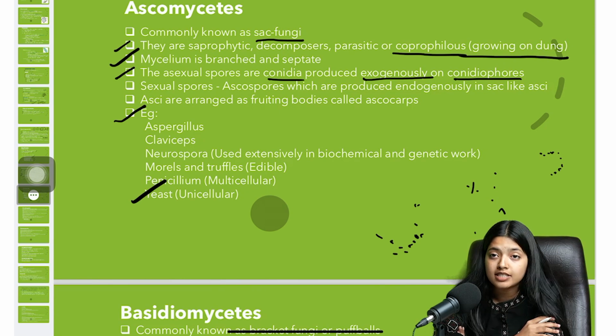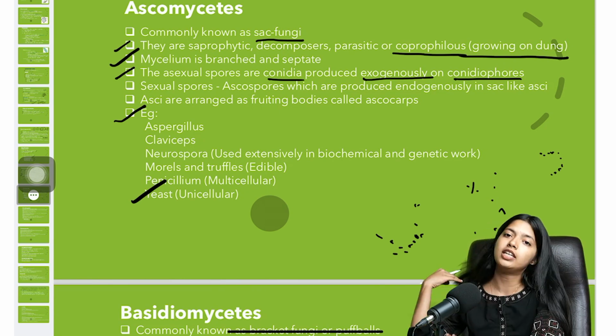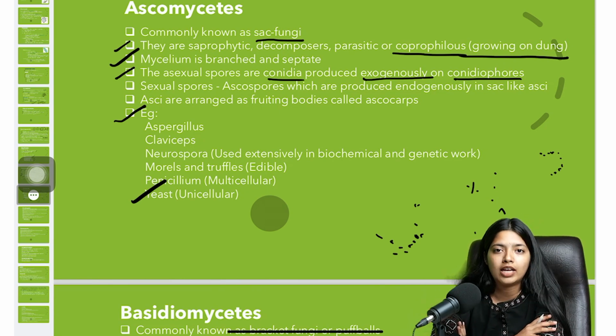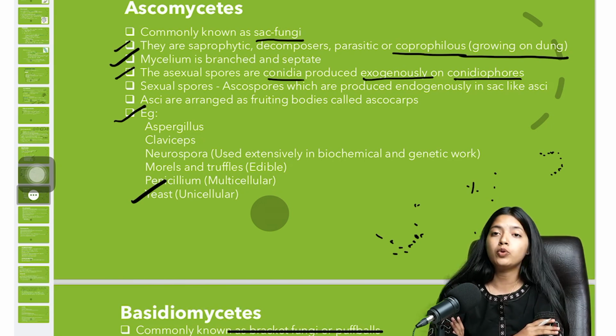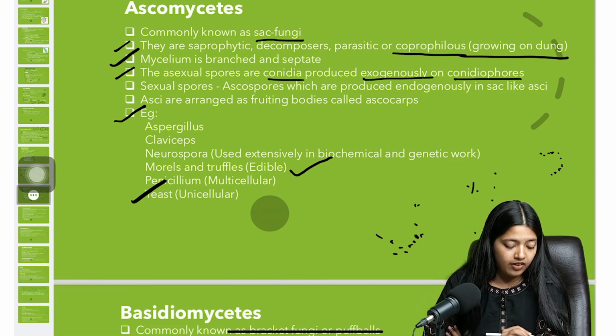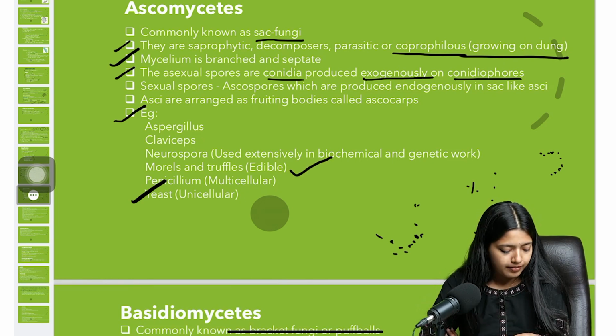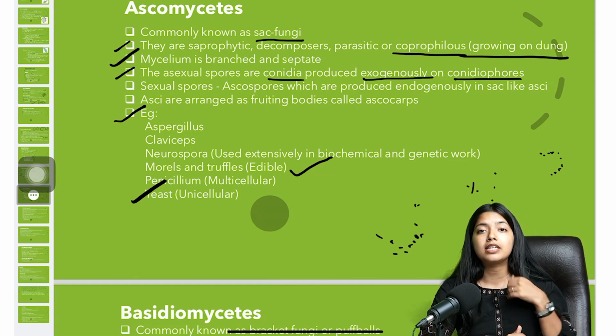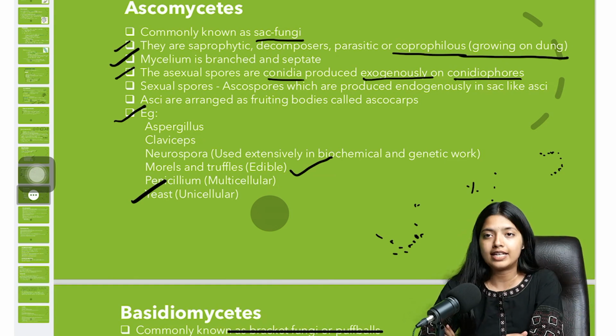Neurospora is used extensively in biochemical and genetical work. So it has medicinal value. It is used in medicinal science, in biochemical and genetical work. Who? Neurospora. And then morels and truffles. Morels and truffles are edible. They are very costly and they are edible. Then Penicillium. Penicillium is a multicellular member of ascomycetes.